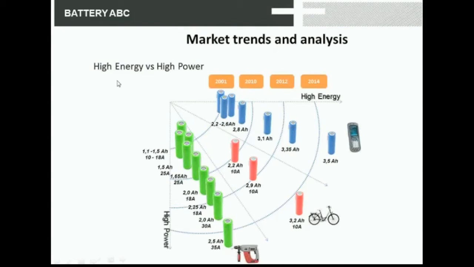When you have a look at the different technologies, we split them from high energy to high power applications, and you see the timeline beginning from 2001 going up to the middle of 2014. You see an increase of the capacity in every field. This technology is still moving very fast.